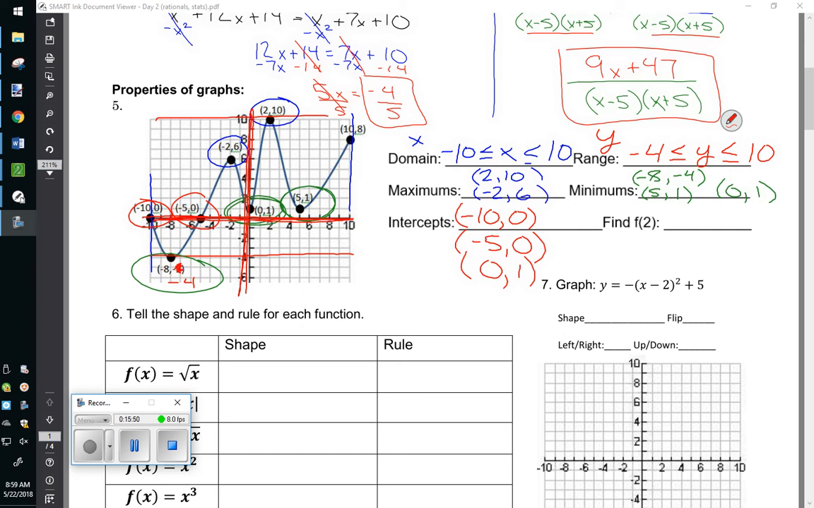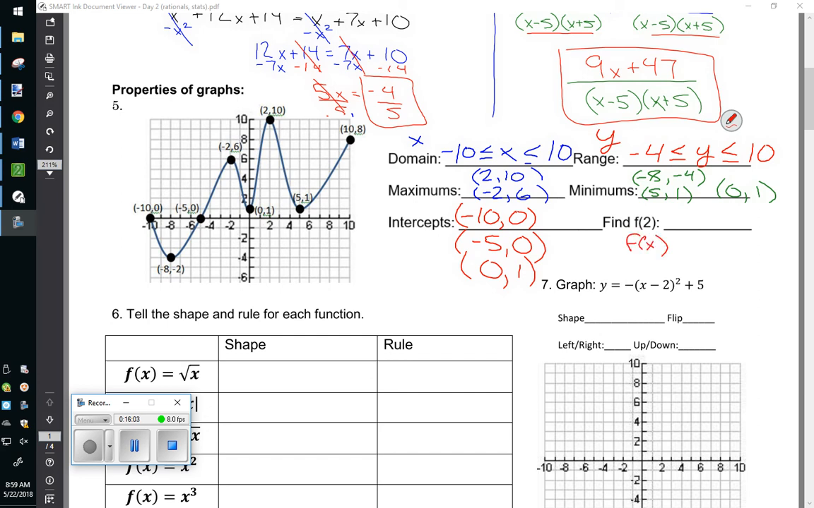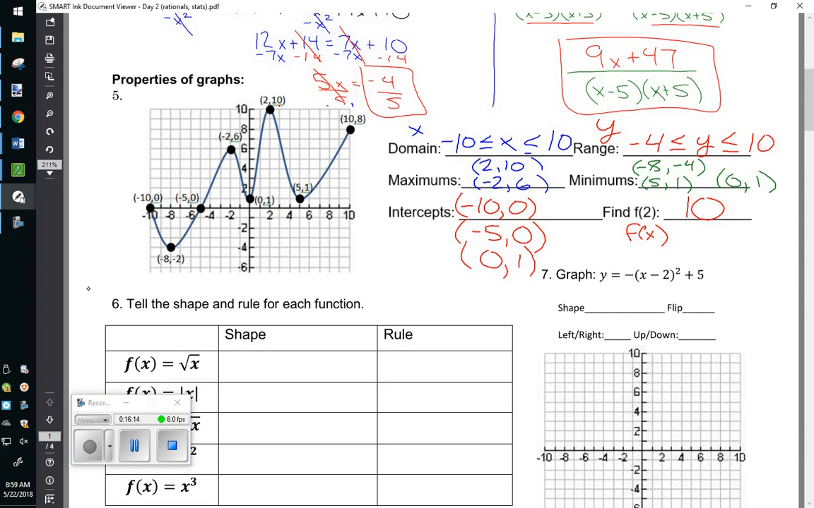The last one is finding f of 2. So if we're finding f of 2, what does that 2 represent? Two's the x, because it normally says f of x, but now it says f of 2, so you're going everywhere on your graph where x is 2. So go to where x is 2, write down your y value. It's 10. Questions on that chunk?